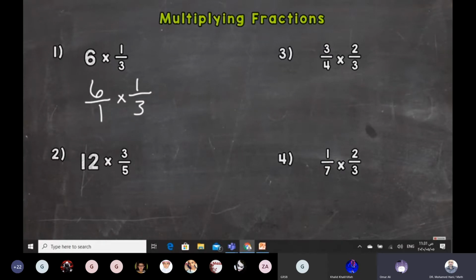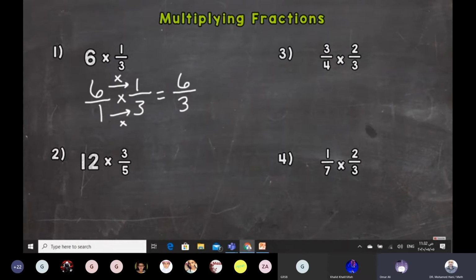Now we multiply straight across. Numerator times numerator, denominator times denominator. So 6 times 1 is 6. 1 times 3 is 3. So our answer is 6/3. But that's an improper fraction, meaning the numerator, the top number, is larger than the denominator, the bottom number. So you never leave an answer improper.